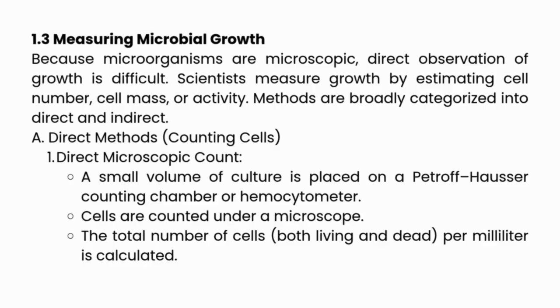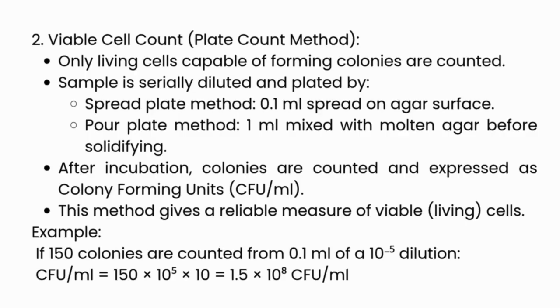Measuring microbial growth. Because microorganisms are microscopic, direct observation of growth is difficult. Scientists measure growth by estimating cell number, cell mass, or activity. Methods are broadly categorized into direct and indirect. Direct methods: counting cells. 1. Direct microscopic count. A small volume of culture is placed on a Petroff-Hausser counting chamber or hemocytometer. Cells are counted under a microscope. The total number of cells, both living and dead, per milliliter is calculated.